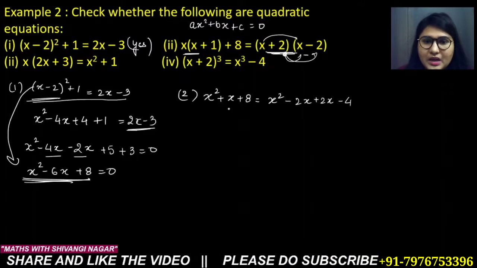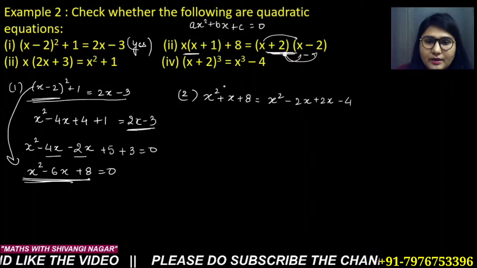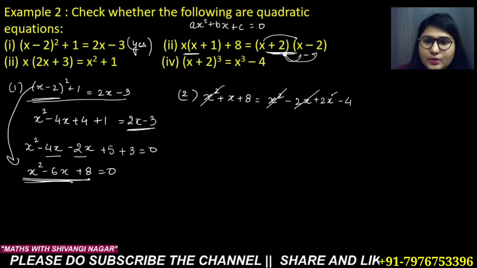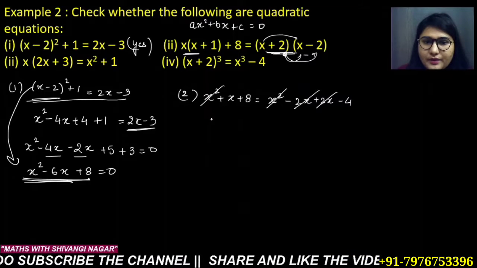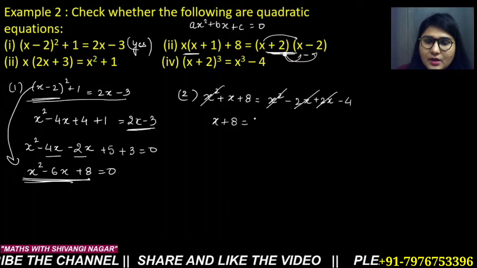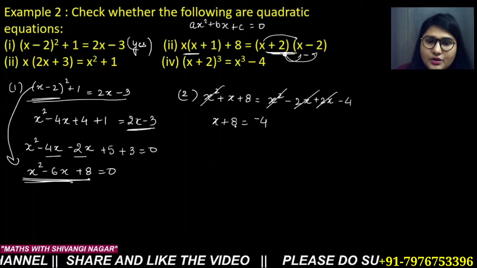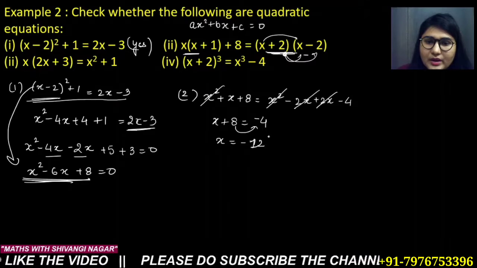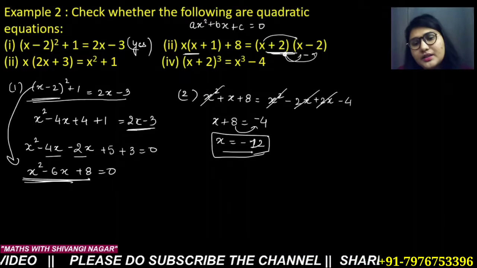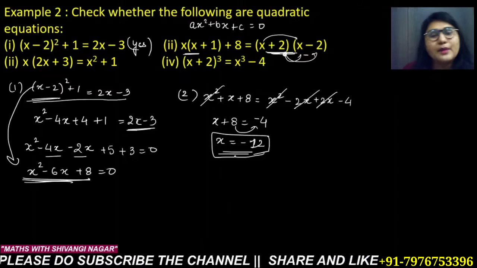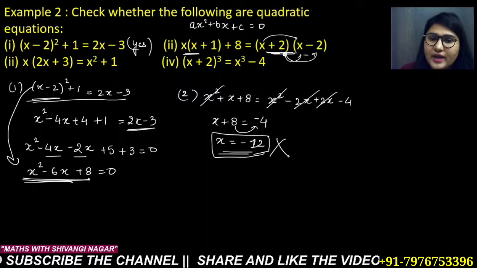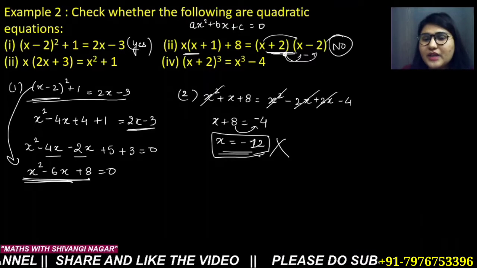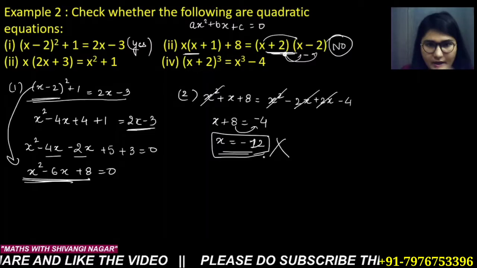Clear? Then here, this x square cancels with that x square, and this plus 2x cancels with this minus 2x. So what we are left with is x plus 8 is equal to minus 4. When you shift this 8 to the right hand side, you get x is equal to minus 12. Now do we have the highest power of the variable as 2 here? No, we don't have the power 2 here. So this is not a quadratic equation. Which type of equation is this? This is a linear equation.